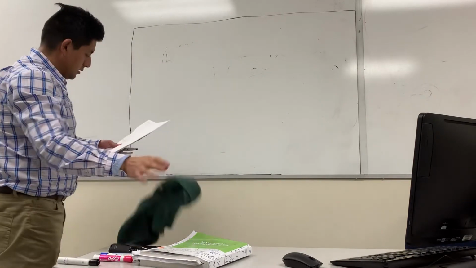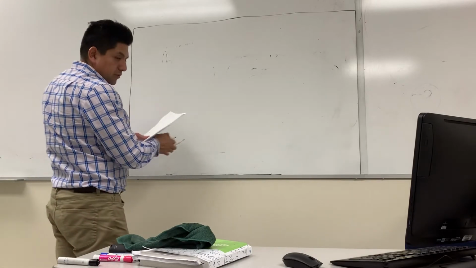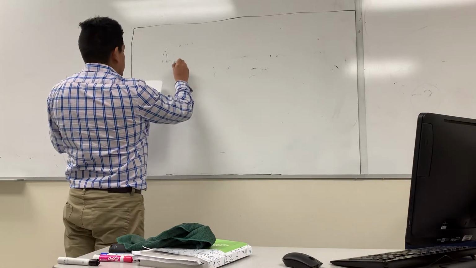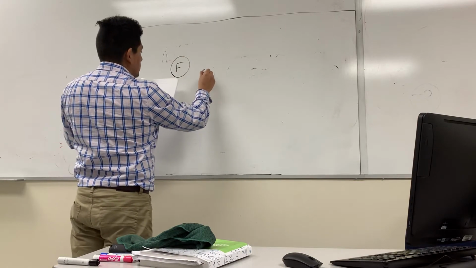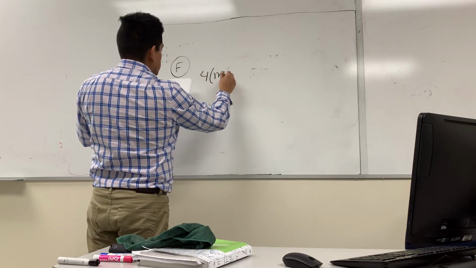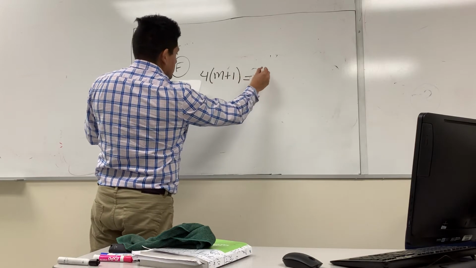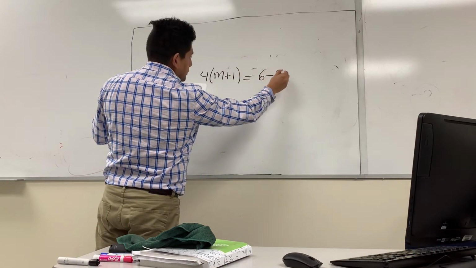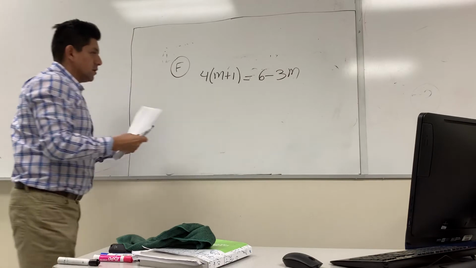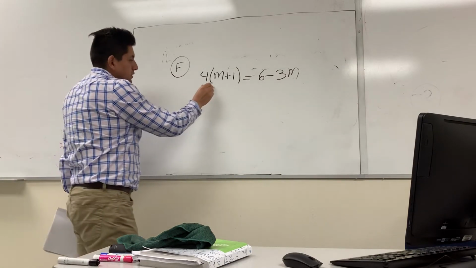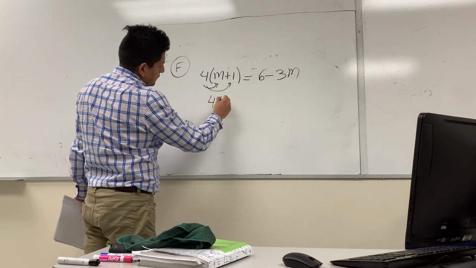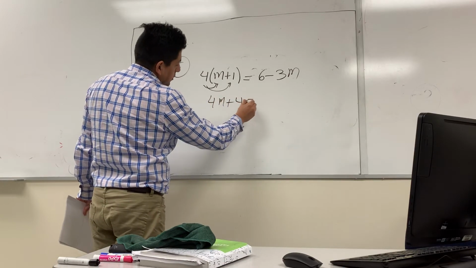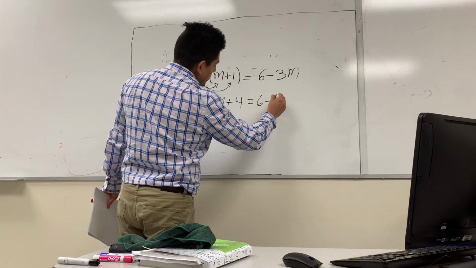Okay, so now we're down to f. For f, we have 4 times m plus 1 is equal to 6 minus 3m. Well, the 4 is going to multiply inside the parentheses. This becomes 4m plus 4, and that's equal to 6 minus 3m.